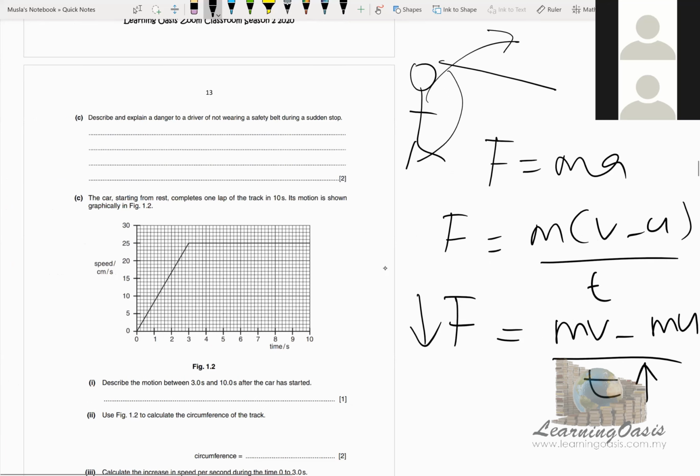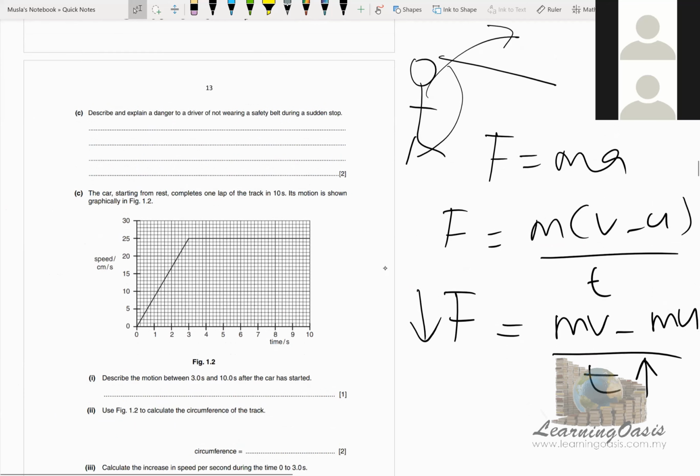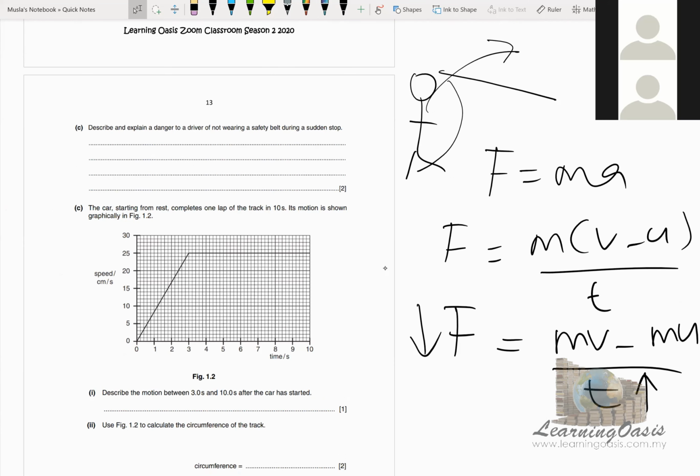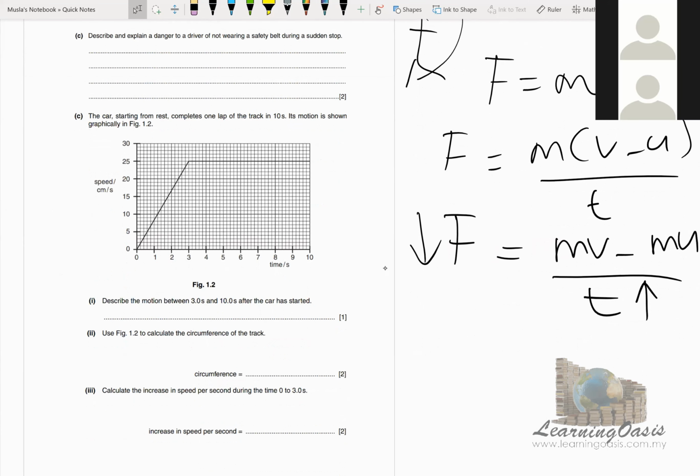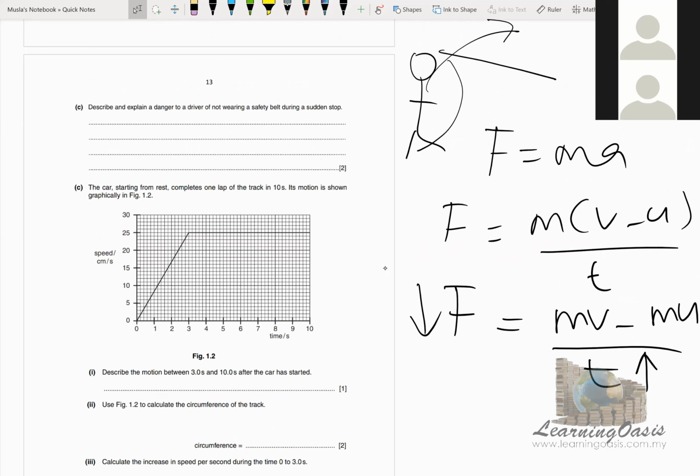Those of you who haven't done your momentum will cover this in a later class. Not your next class, your next class is resultant force, the one after that. Now, the danger of a driver not wearing a safety belt is there'll be more injury. The reason is that the collision time is shortened, therefore there'll be more impulsive force. You decrease collision time, more impulsive force, more injury.